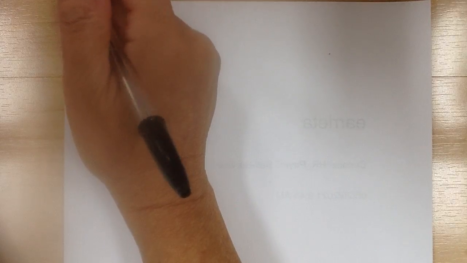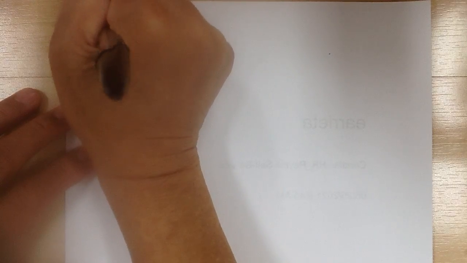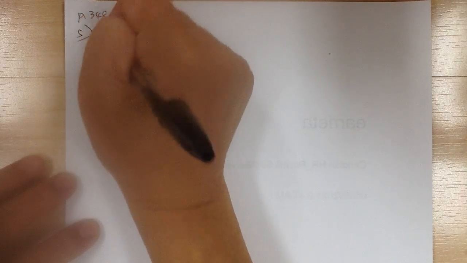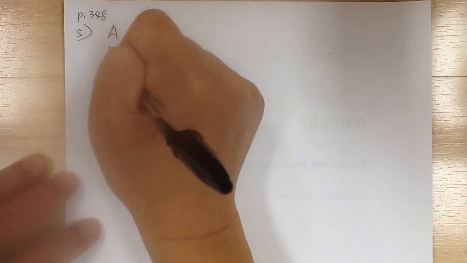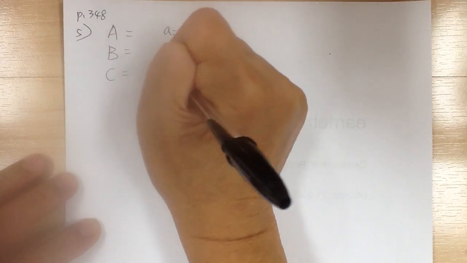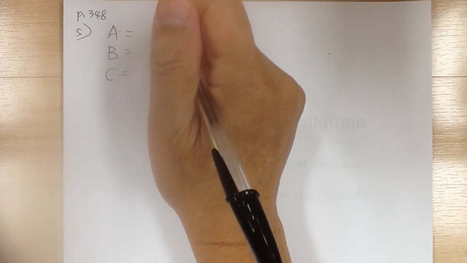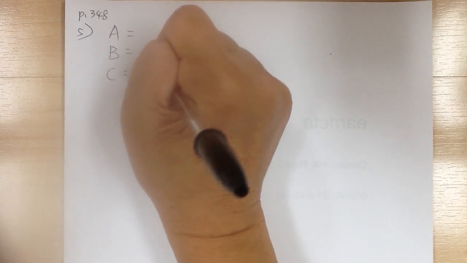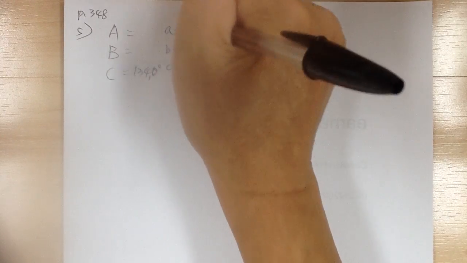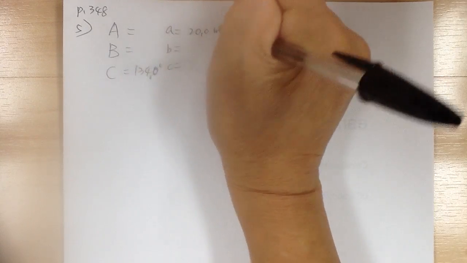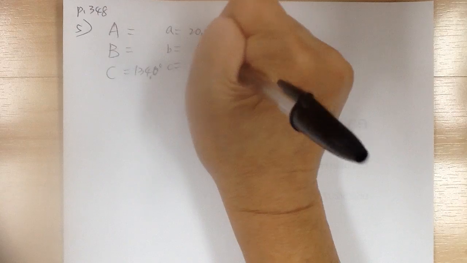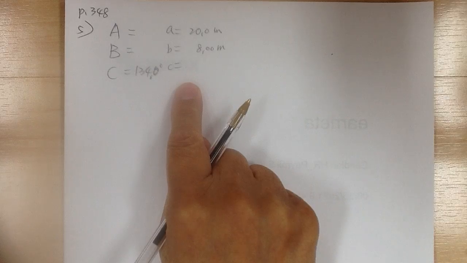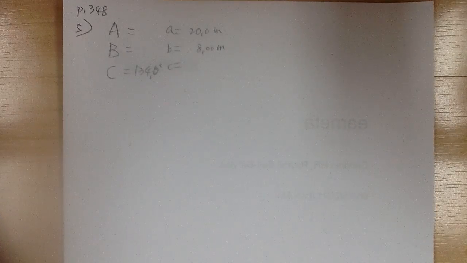Okay, let's go to the next one. So A, B, C. C is 134 degrees, 0.0 degrees. Small a is 20.0 meters. Small b is 8.00 meters. So double check, and make sure you copy the information correctly.